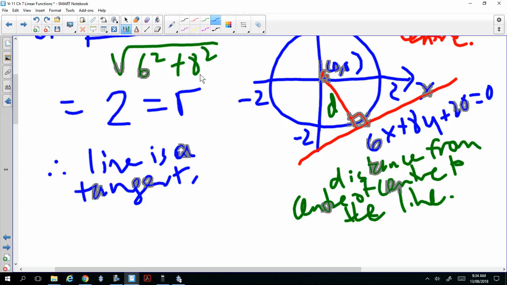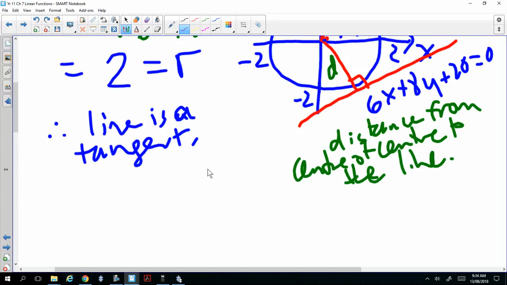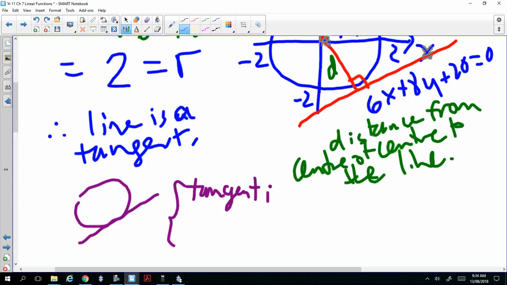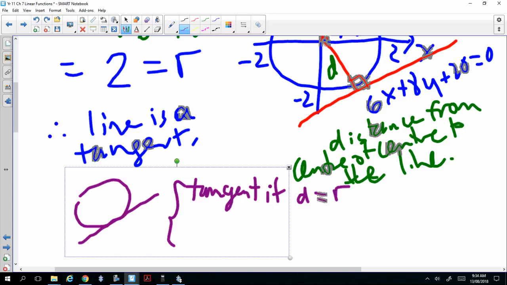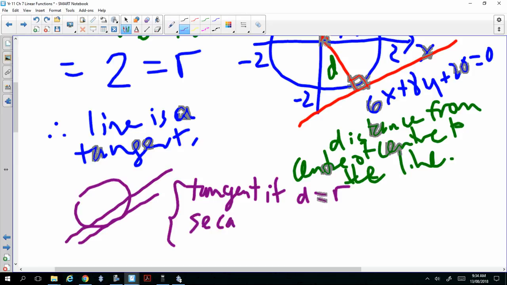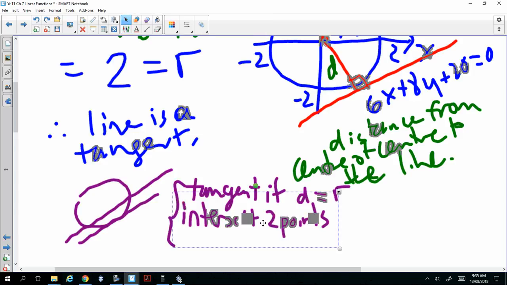One more thing I want to say. Let's generalize this. So if it's a tangent, we'll know it's a tangent if the distance is equal to the radius, right? What if it's a secant? Or basically intersect at 2 points. So intersect 2 points. What would we call this? Intersect at 2 points.